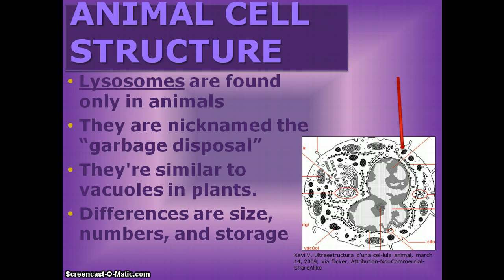The main difference in them, though, is that obviously, one's in a plant, one's in an animal. Lysosomes, there are very, very many, whereas it was one big vacuole. All these little black circles are the lysosomes. So as you can see, there are very many of them. And the vacuole does a lot more storage than the lysosome does.